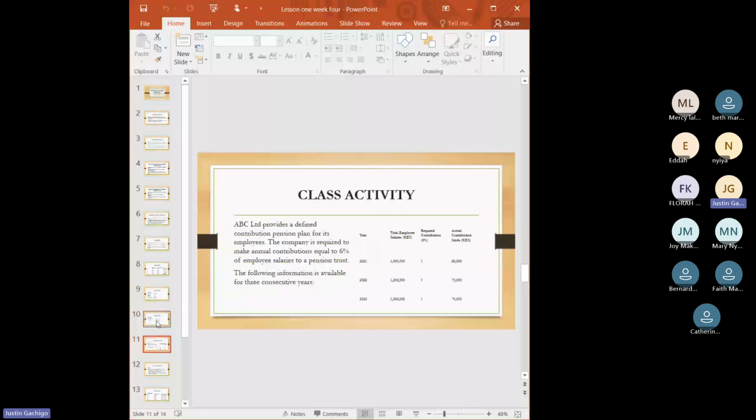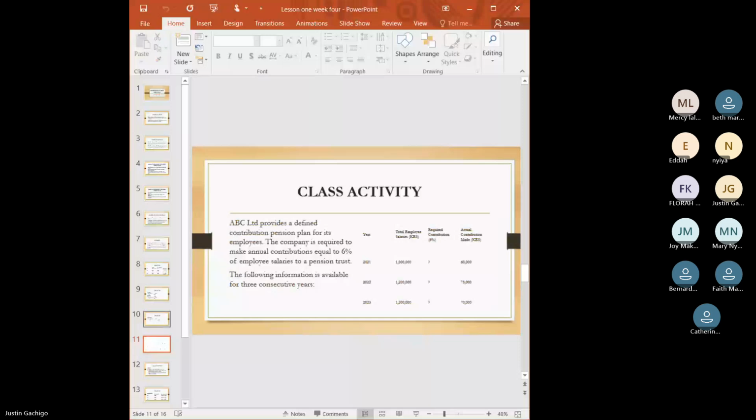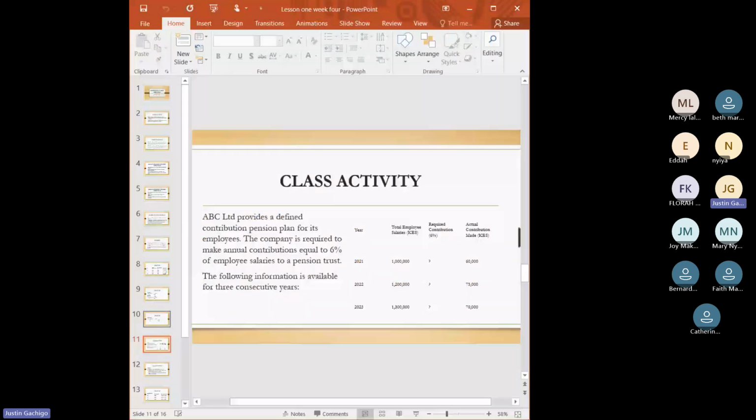Here is another simple example. I don't know whether you can try this one the way we have done it, but let me just guide you a little, to see how you can pass the journals that we have done. ABC Limited provides a defined contribution pension plan for its employee. The company is required to make annual contribution equal to 6% of employee salary to a pension trust. The following information is available for 3 consecutive years. So we have year one, total employee salary is this. The required contribution, we have told it is 6%. So here the required contribution, you need to get.